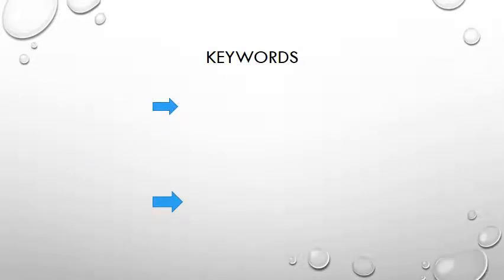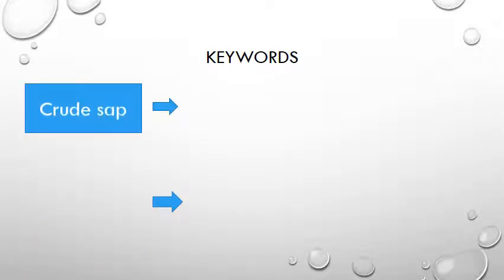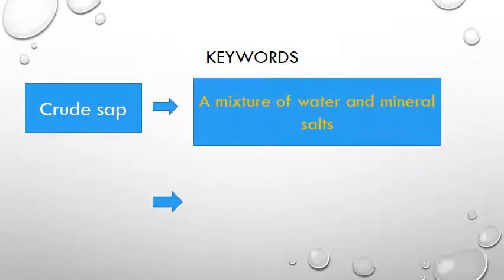Now it's time to think and answer. What does crude sap mean? What are the constituents of crude sap? Think, then answer. Excellent! So crude sap is a mixture of water and mineral salts.